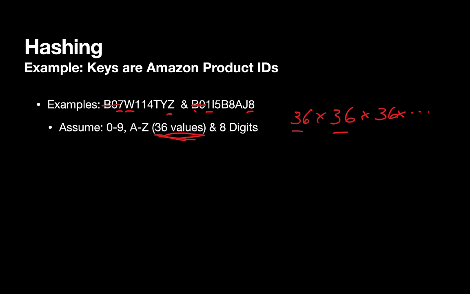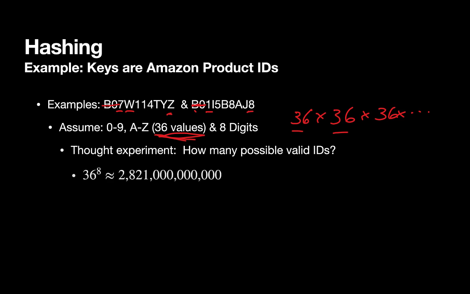So if we're considering a total of 8 different digits, the total number of unique product IDs we can represent is 36 to the 8th, otherwise known as about 2.8 trillion. So let's think about that. If we think about that in terms of a number line, if we were to try and count all of the unique product IDs that were represented, it would basically go from 0 to about 2.8 trillion.